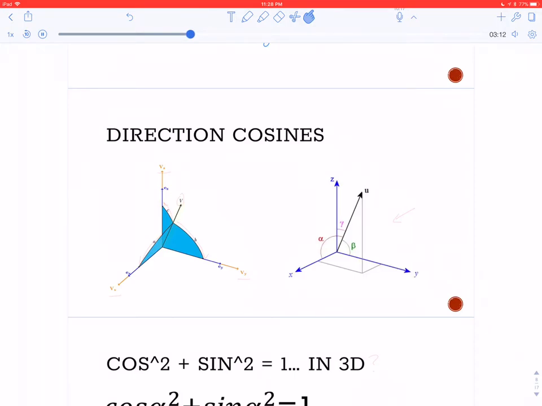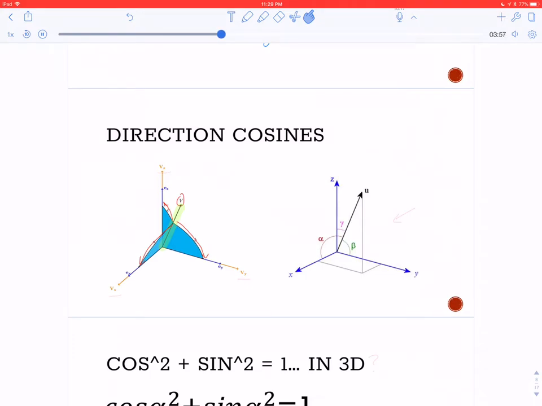So in this picture here, here's the vector. Let me highlight the vector in green. And the angle from this vector to the x-axis is the direction angle in x, and the cosine of that angle is the direction cosine. The angle between this axis and y, the cosine of that angle is the direction cosine in y. And finally, the cosine of that angle is the direction cosine for z.